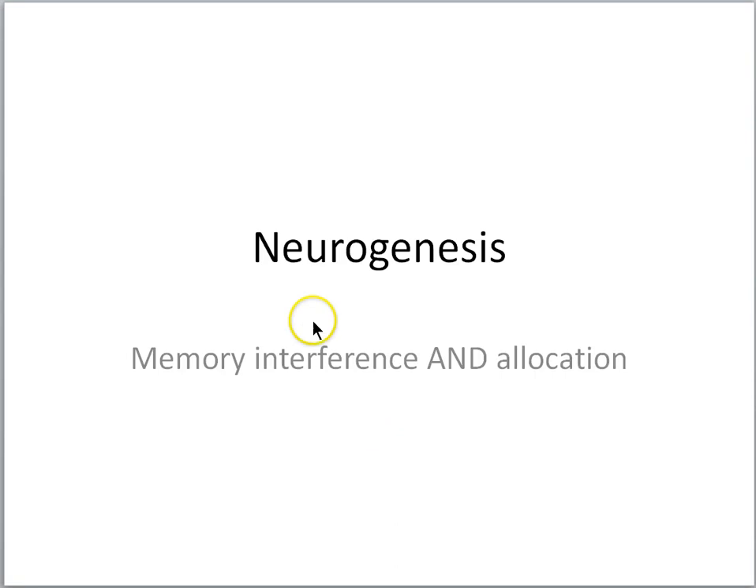In this lesson, we'll look at the phenomenon of neurogenesis more closely. We'll see that there are sort of two sides to neurogenesis. Neurogenesis may be interfering with previous memories, but also preparing the hippocampus for the allocation of cells to new memories.